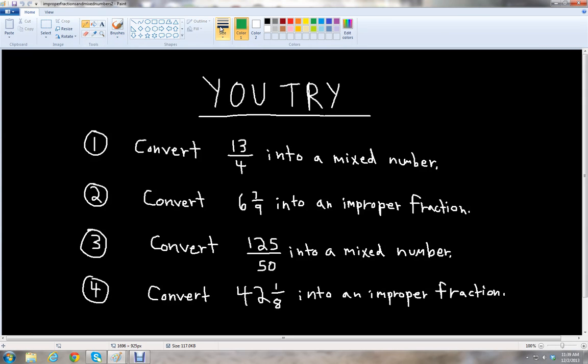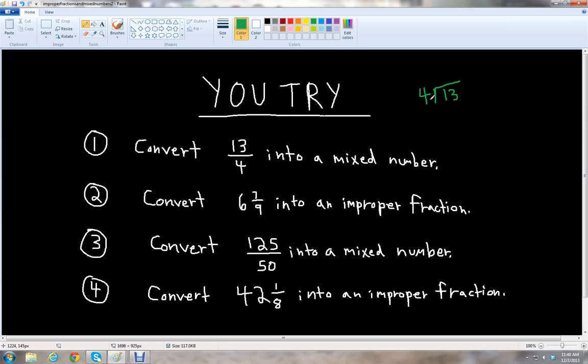Okay, so let's go over the answers to these 4 problems. We want to convert 13/4 into a mixed number for the first one. So we're going to do 4 into 13, so denominator into the numerator.